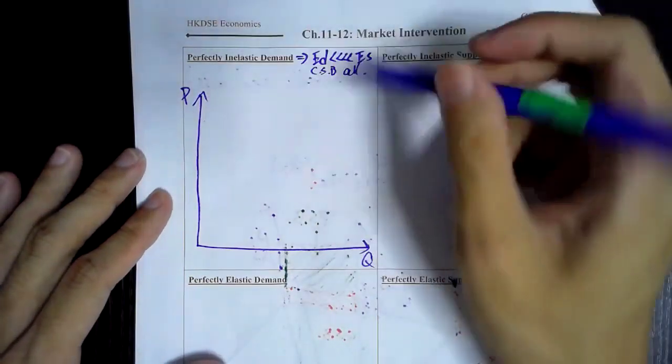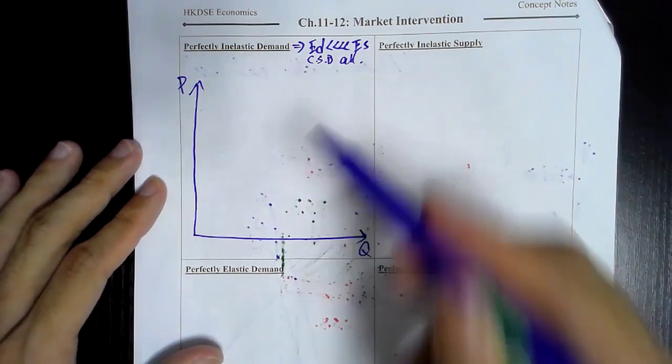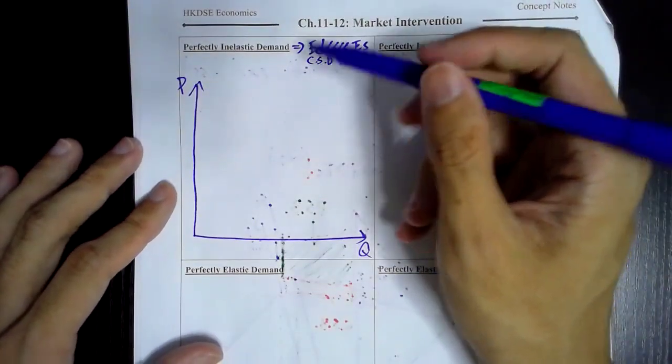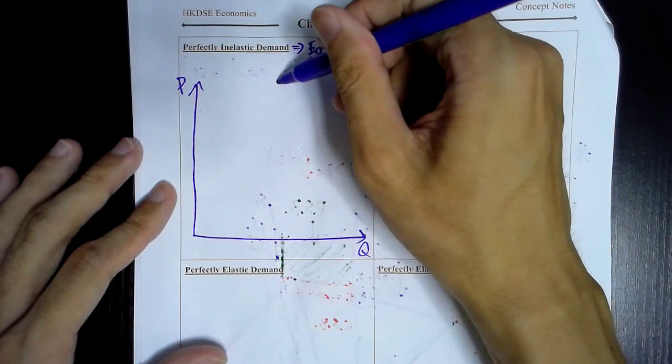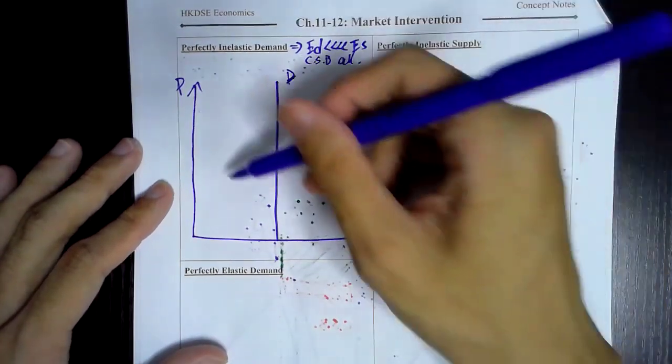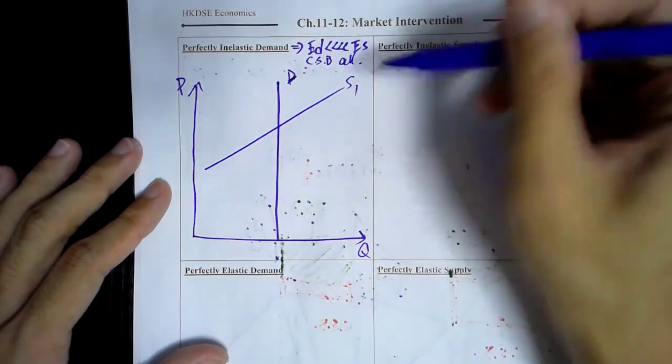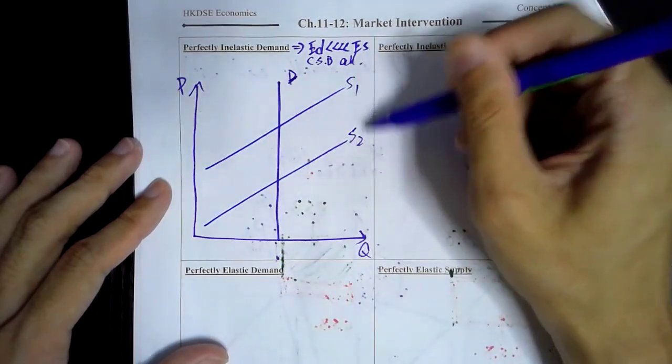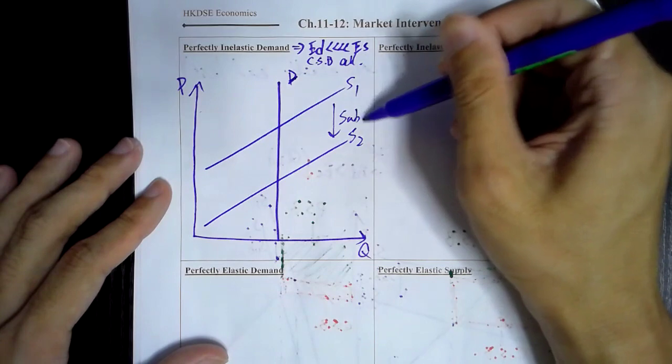Let's see. Heavily inelastic demand. Therefore, this time we need to do something funny with demand. Heavily inelastic, so this one will be our demand. The supply, no need to do anything funny. This time we have our S1, we have our S2, and then we have our subsidy.